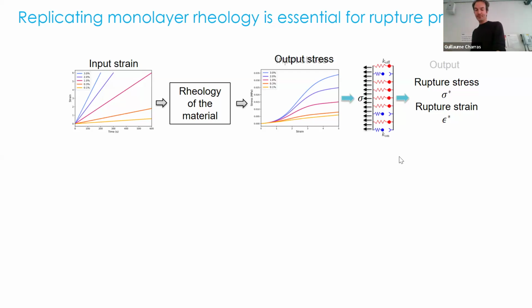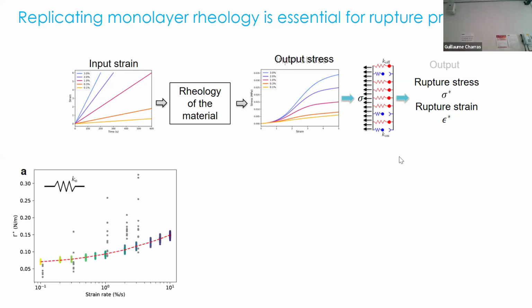to predict a rupture stress and a rupture strain. So in practice, if we pick a rheology, we can try to find the best fit for that rheology on the rupture tension versus strain rate diagram. And here it's a linear elastic spring. The experimental data points are in gray, and in color you have the best fit. So here, obviously, it doesn't work very well.